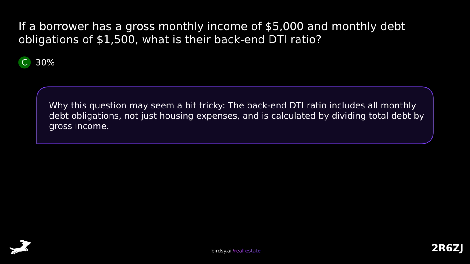Why this question may seem a bit tricky. The back-end DTI ratio includes all monthly debt obligations, not just housing expenses, and is calculated by dividing total debt by gross income.